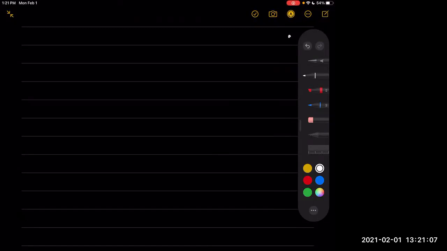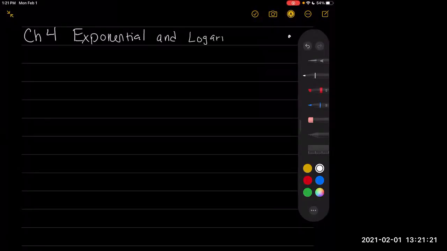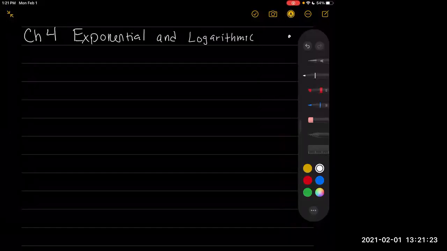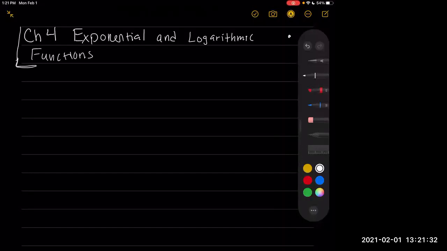Hi class, today we're going to start chapter 4, which is on exponential and logarithmic functions. So this is what the whole chapter is on, but today we are going to focus on section 4.1, exponential functions.